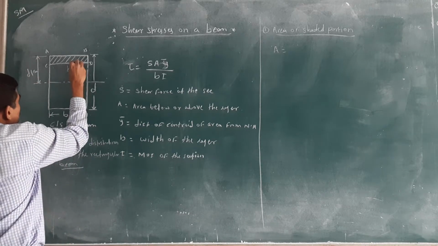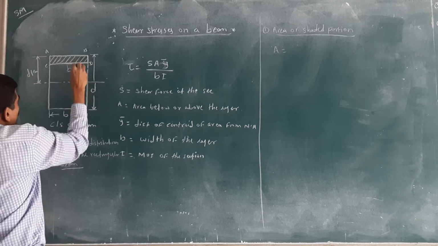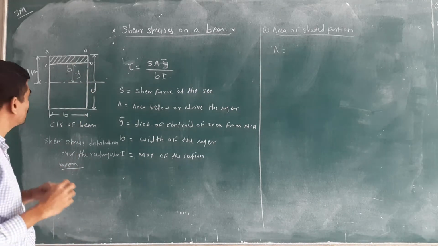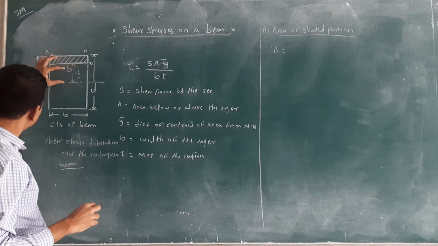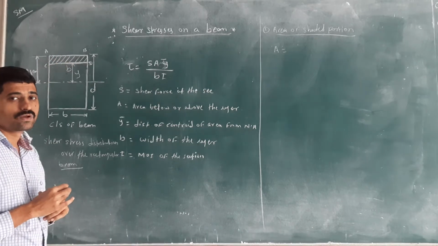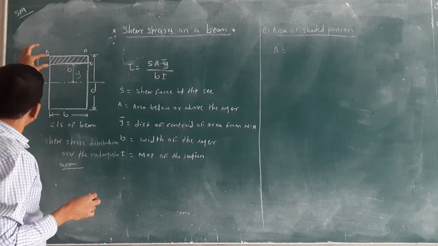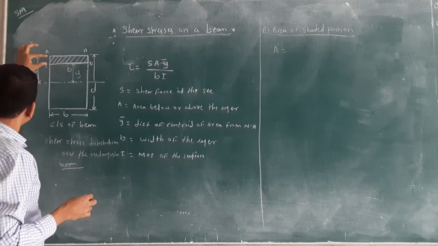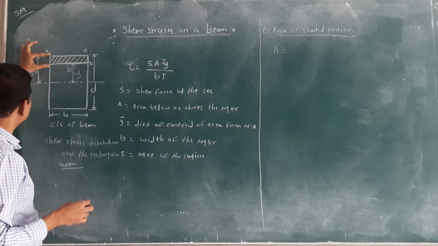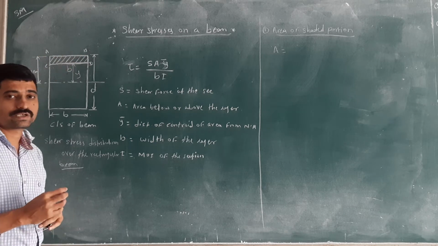I will consider the distance from the neutral axis to the layer CD is y. Okay. Then easily you can calculate this distance. What is this distance? This is D by 2 minus y. You will get this AC distance or BD distance.